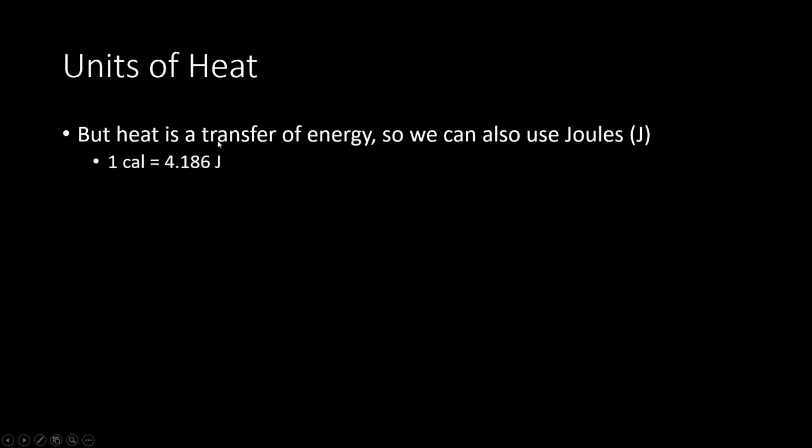Now, heat we defined as a transfer of energy. And since it's a transfer of energy, we can also use joules, because joules is energy. So we can define it in terms of joules. 1 cal, 1 little cal, is equal to 4.186 joules, or 1 kilocal is equal to 4186 joules. And 1 kilocal is 1 big Cal. So those are just handy to know.